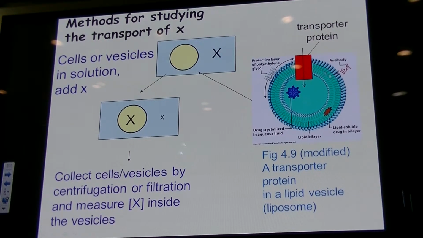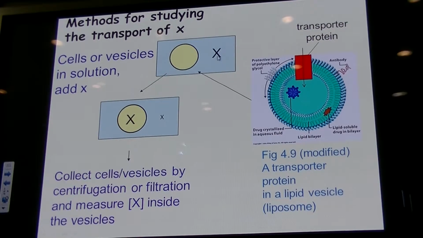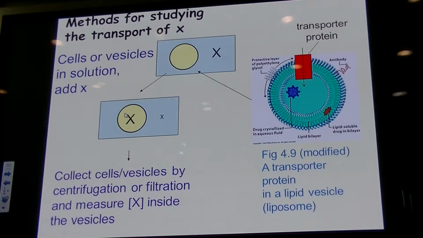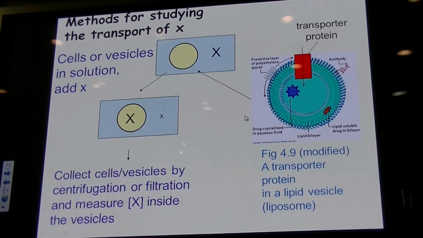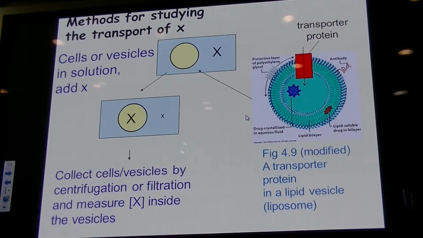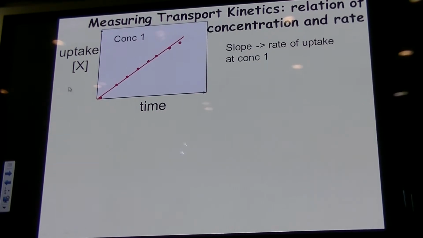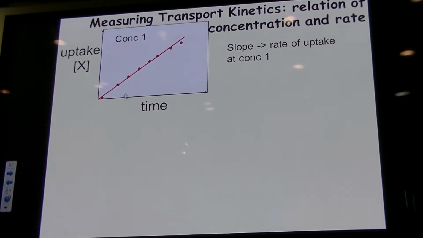So, you have your liposomes, small vesicles, or vesicles, as the British say, or your cells, you put them in your swimming pool, somewhere in a tube. You add your molecule X, and you collect your vesicles or cells by centrifugation, and if X made it into the cell, you can measure that. So we measure that at a certain concentration of X, and we see the uptake. And from the slope here, we get the rate.